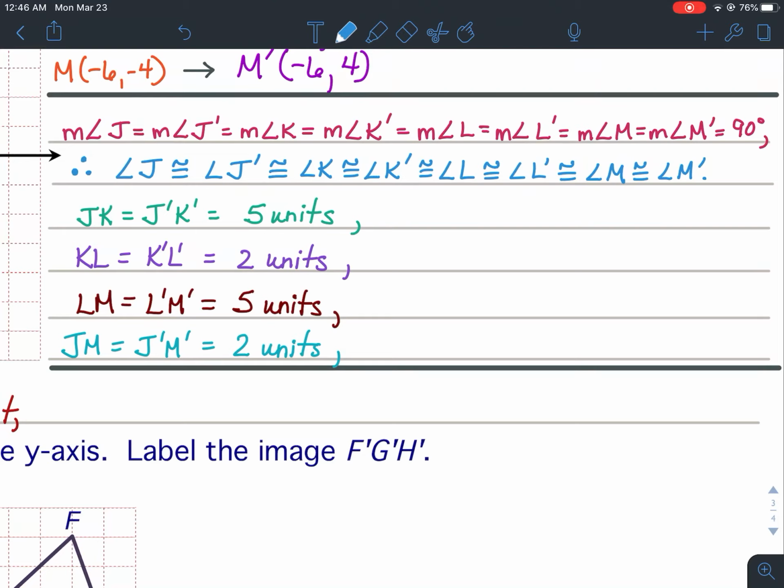So now we're going to go to the side lengths. And again, I cheated and got a head start. So if you want to, you can pause the video and get everything written down that I have written down.